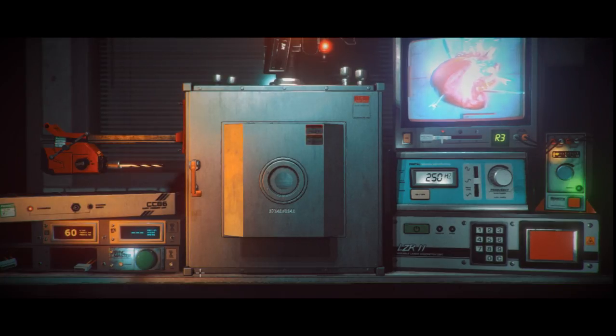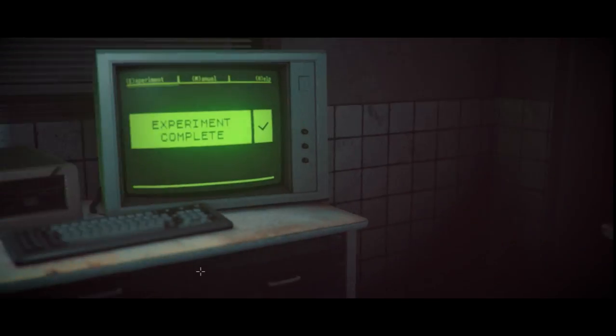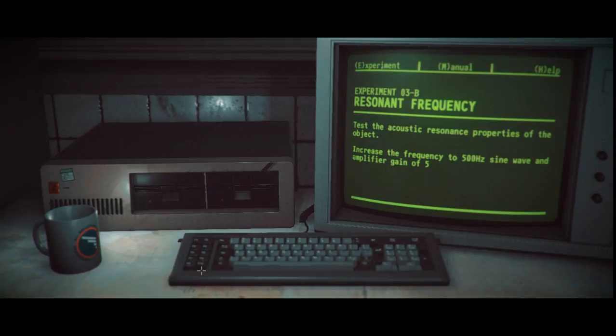Updating the experiment now. Experiment 3B, resonant frequency. Test the acoustic resonant properties of the object. We're going to increase to 500 Hertz. You're still using the sine wave. And we're going to bump the amplifier up to 5.